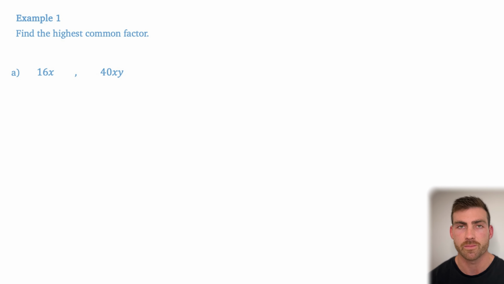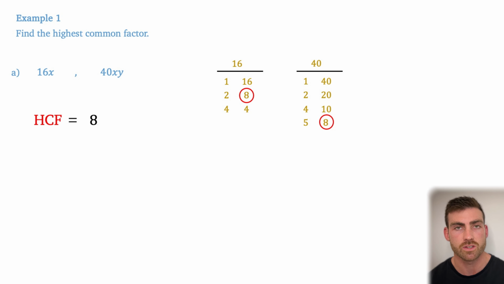In example A, we start with the numbers, finding the highest common factor between 16 and 40, which is 8. If the highest common factor for the numbers doesn't jump out at you, remember you can list the factors on the side for each number to easily see the HCF.